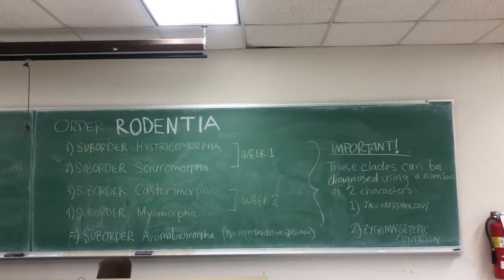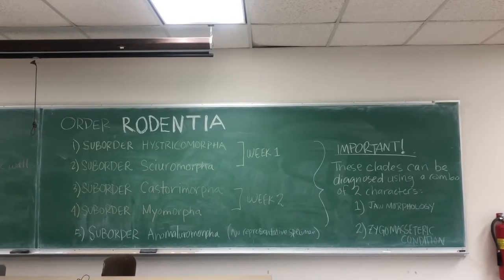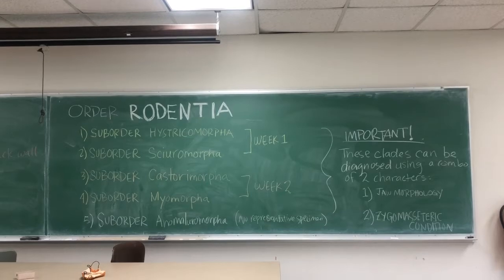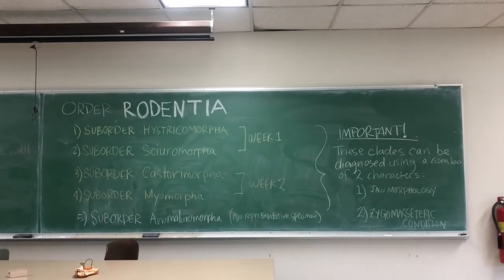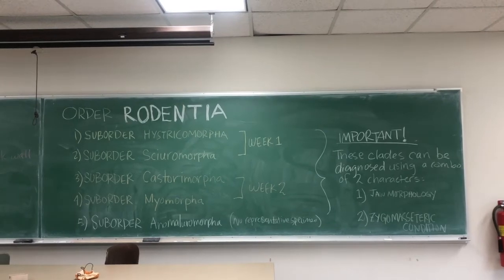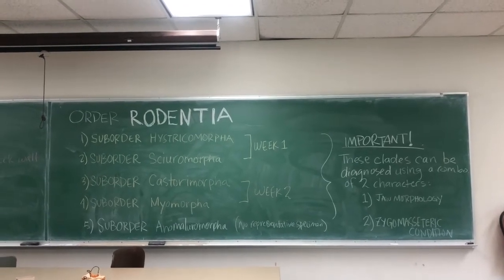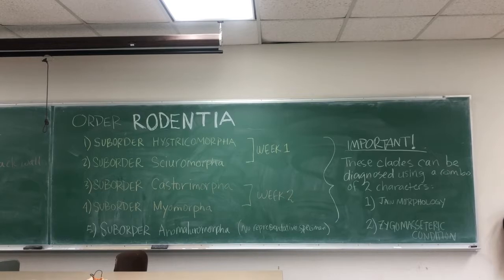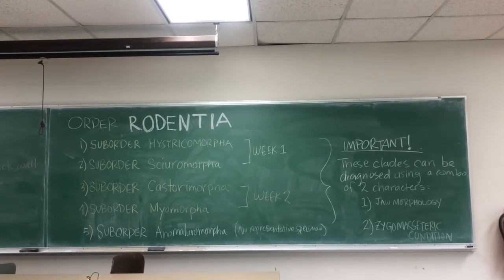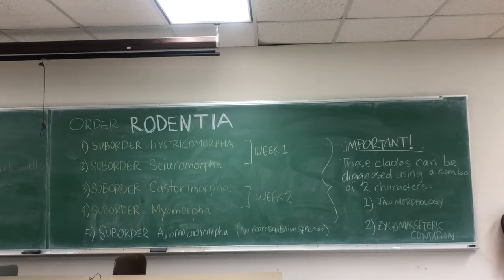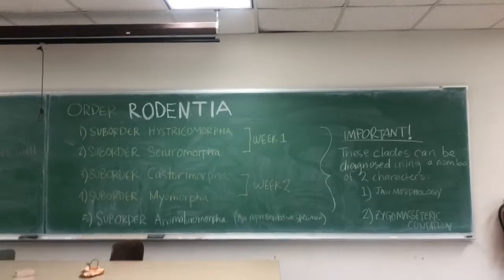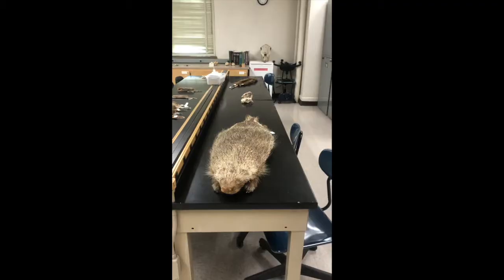Castoriomorpha and Myomorpha. It's important to note that another suborder is Anomaluromorpha. However, we don't have any representative specimen. Throughout this, I'll be going over the skins and the skulls, and we'll be talking about 2 important characteristics for diagnosing these clades, which are the jaw morphology and the zygomasseteric condition.